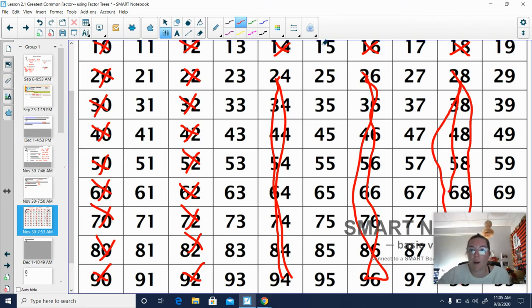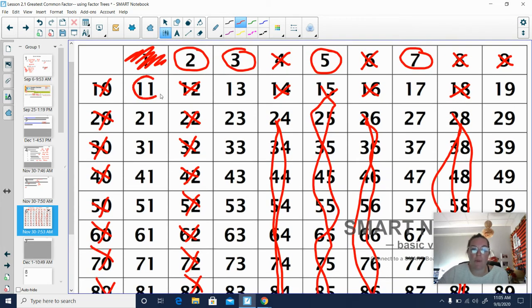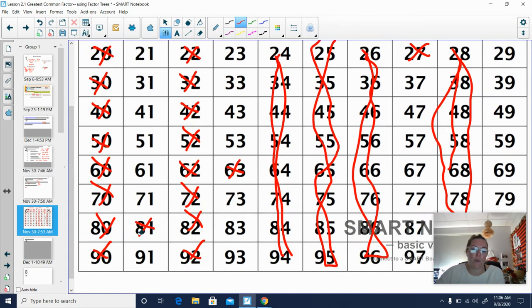Okay, the other row that can go away are 5s. Remember that if it ends in a 5, it's divisible by 5. So those are not prime. Okay, 11 is prime, 13 is prime, 17 is prime, and 19 is prime. Okay, the other direction we can go is this way. So 9, 18, 27, 36, 45, 54, 63, 72. All of these numbers, 81, 90, can be crossed off because they're divisible by 9.